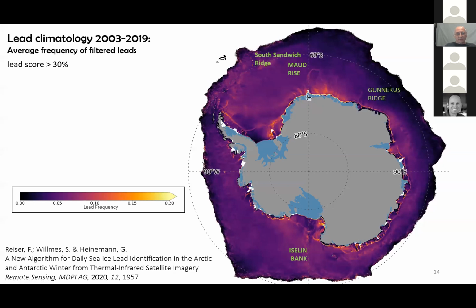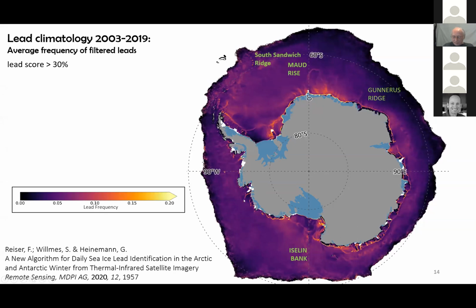So what I'm showing here is now the result. We come up with daily lead maps and then combine them to a climatology from 2003 to 2019. And what is shown here is only a lead score exceeding 30%, where we say that we can be quite sure there is a real lead. And then we come out with this map, this distribution. And when we did that first, it was rather striking. See this linear feature here in the map.